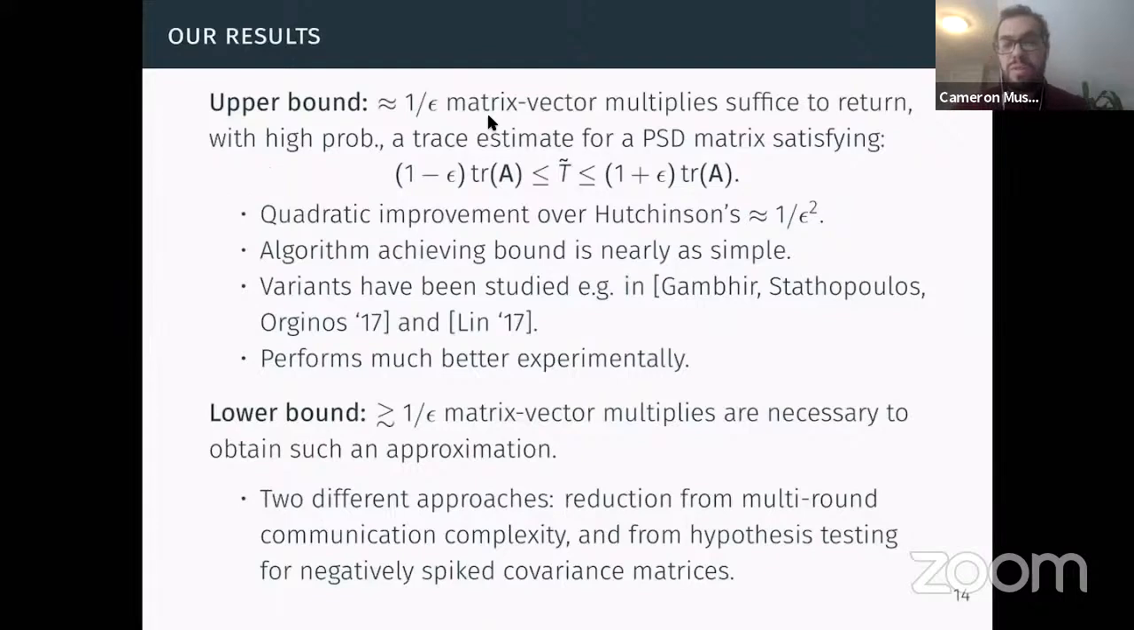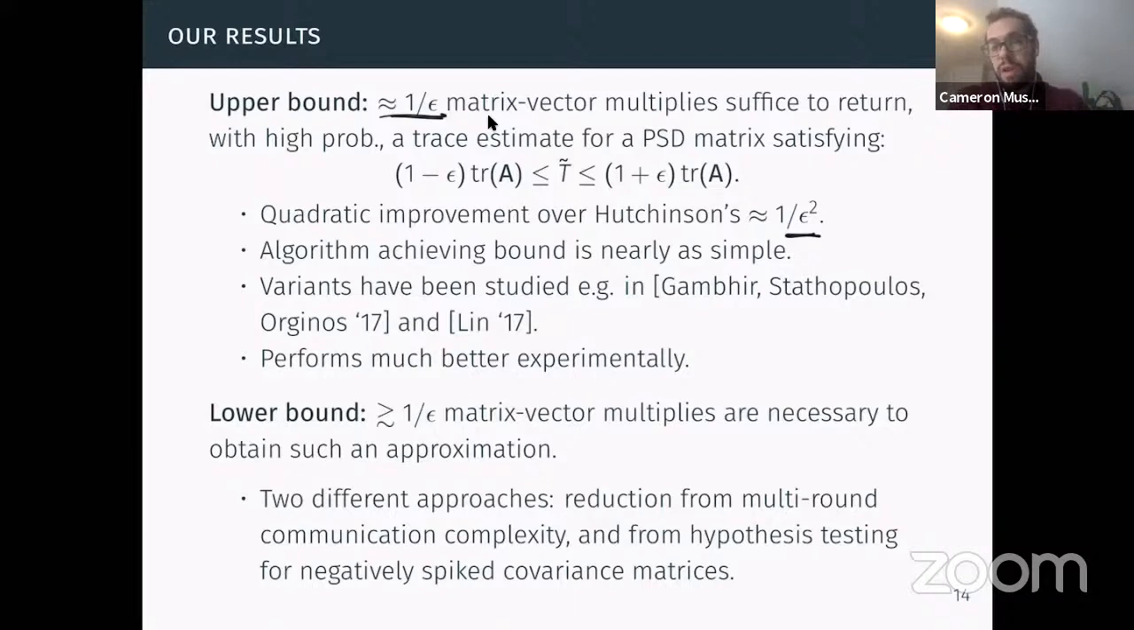So now a summary of our results. What we show is that we give an algorithm where roughly 1/ε matrix vector multiplications suffice to return, with high probability, a 1±ε relative error estimate of the trace of any positive semidefinite matrix A. And this is a quadratic improvement over Hutchinson's method. In Hutchinson's method, you require 1/ε² queries. We're requiring 1/ε, so we're improving on this quadratically. And this is why we're calling our method Hutch++. It's like an improved version of Hutchinson's method.